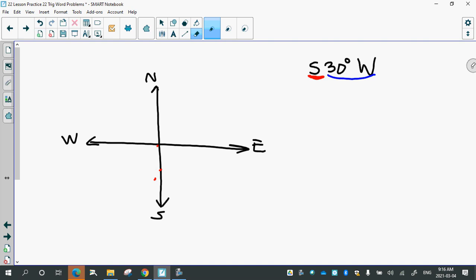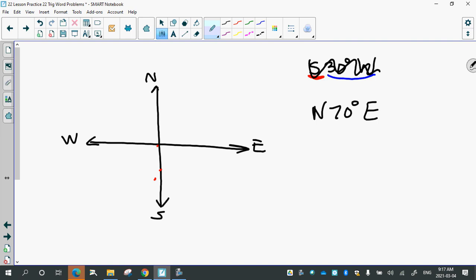And now we're going to do north 70 degrees east. North 70 degrees east. Okay, so we start off north. 70 is more than halfway, so we're going to be going more towards the east. So that angle there is going to be 70.